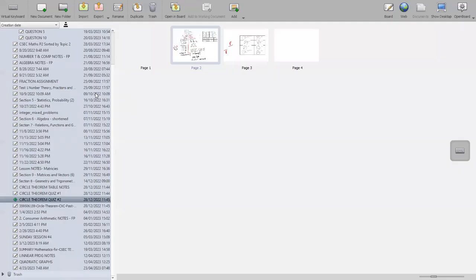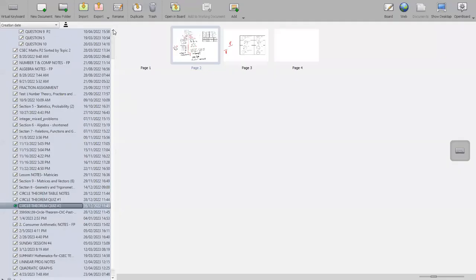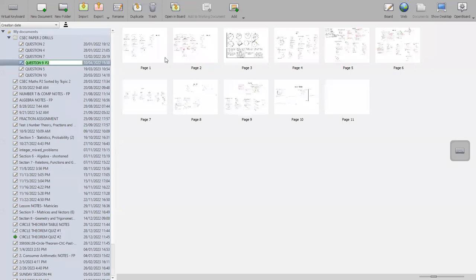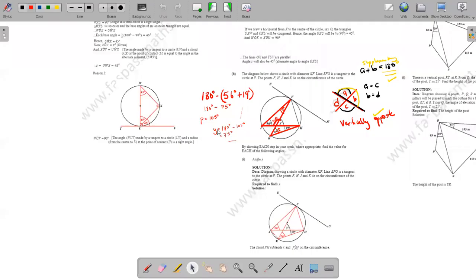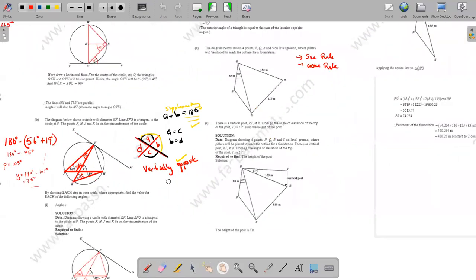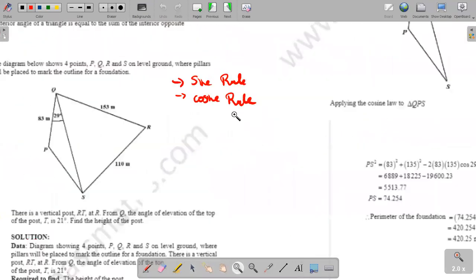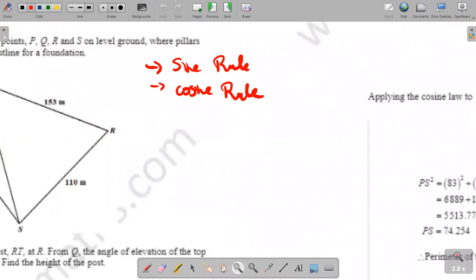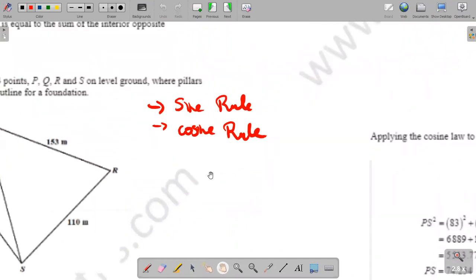Okay? So based on what we have here, what type of rules should we be using? Either the cosine rule or the sine rule, right? Do you know when to use one or the other? That's a question for everybody. Do you know the difference between the two rules?